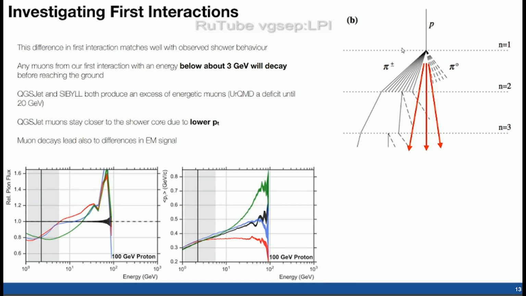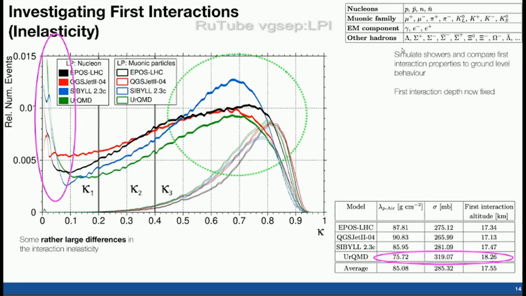So then the following piece of work we tried to do was to investigate the first interaction a little bit more deeply, this time running a set of simulations configured such that we could simulate our air showers and pick out specific first interaction properties, and really compare, for a given set of first interaction properties, what the ground level behavior looks like.